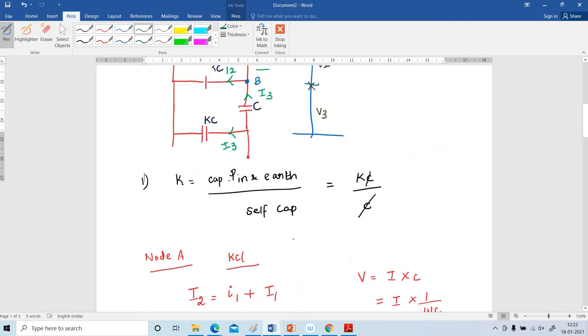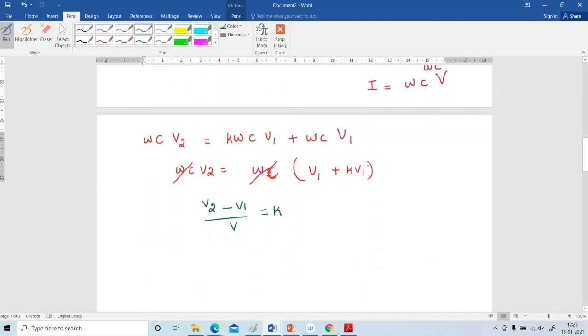So two voltages are given. The first voltage V1 is 9 kV and V2 equal to 11 kV. Both are given. Have to substitute the value here. 11 minus 9 divided by 9 equal to 2 by 9, that is 0.22, that is the K value.